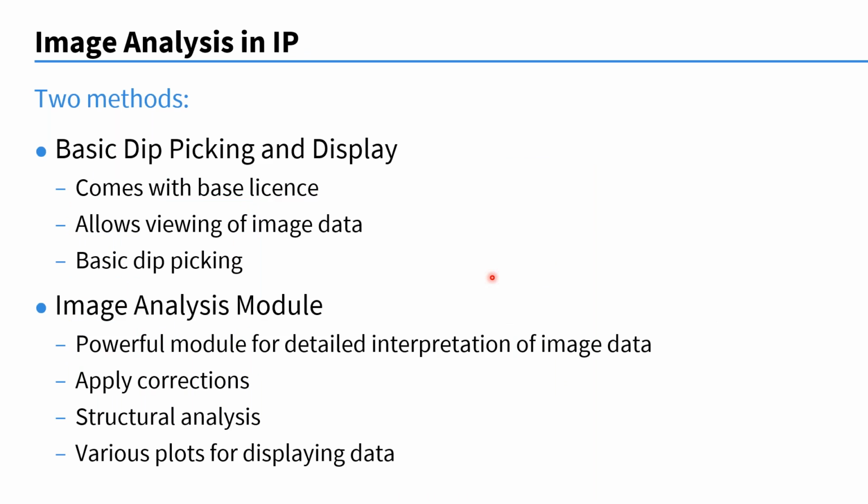In IP, we have two different modules that allow you to do the analysis. There is the basic method that allows you to display the data and then do a simple, basic depicking. This is part of the basic license. But we have a module for it, called the image analysis module. This allows you to do a complete processing of the raw data. So you could apply corrections, do a structure analysis, and display different plots to look at the dip plots. And this is something that the basic license doesn't give you.